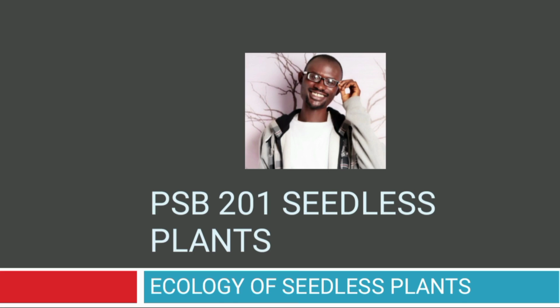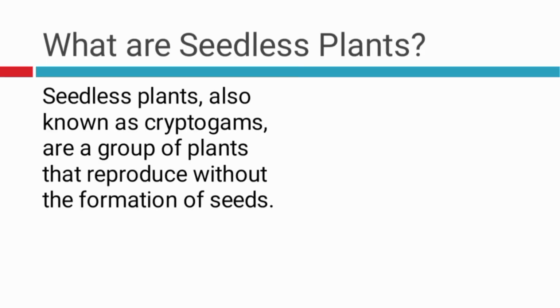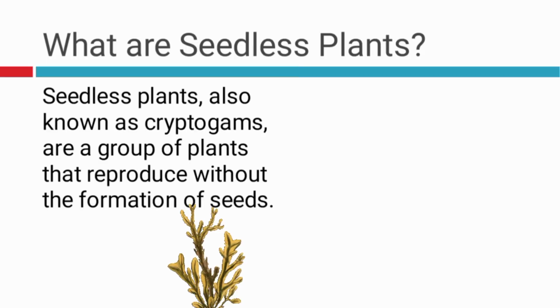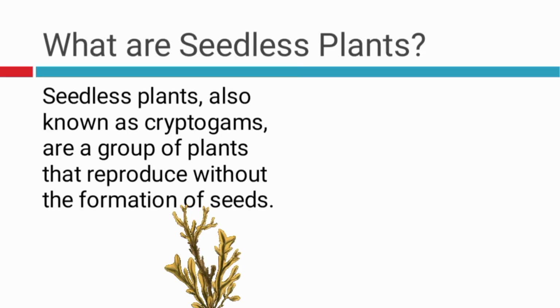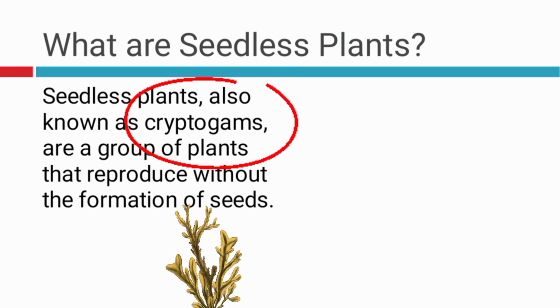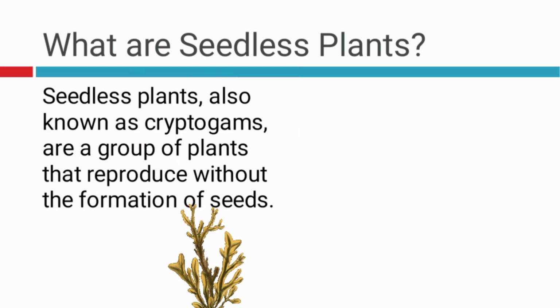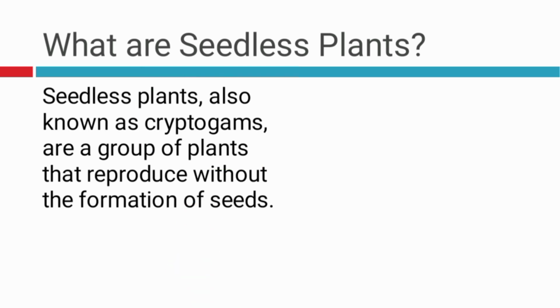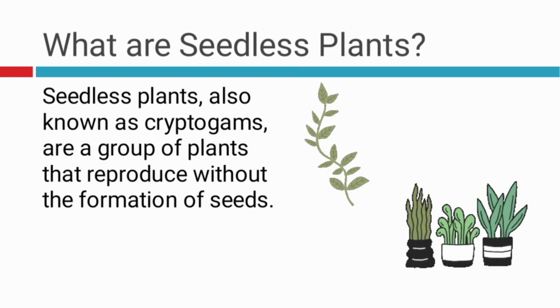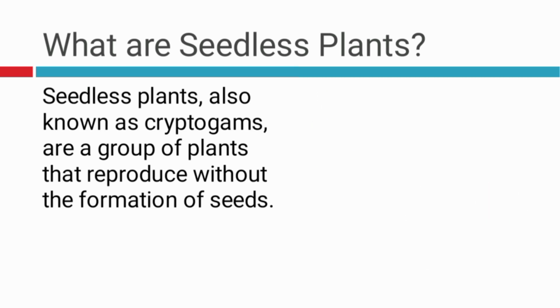Our first topic is ecology of seedless plants. What are seedless plants? Seedless plants are also known as cryptogams. Please, you can take your notes and write all these important facts down. They are a group of plants that reproduce without the formation of seeds. That is why they are called seedless. When you say something is seedless, it means that it does not have seeds. So it's not all the plants you see around you that can produce seeds. Plants that cannot produce seeds are called seedless plants.